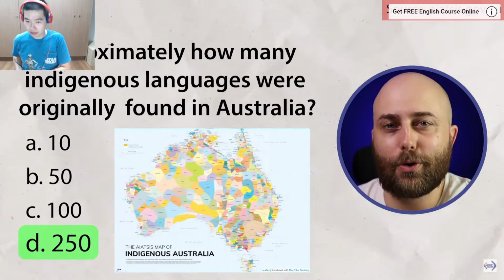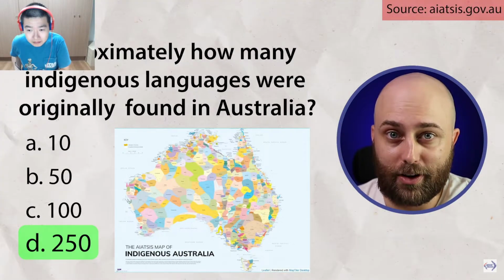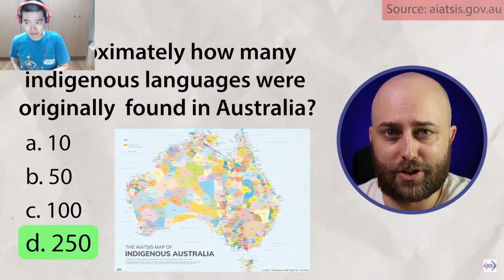250. There were around 250 different languages in Australia and many, many more dialects of those languages in Australia at the time. Probably around 600 to 800 different dialects.